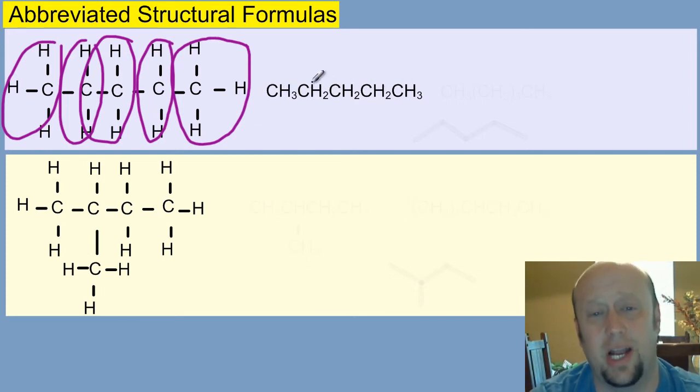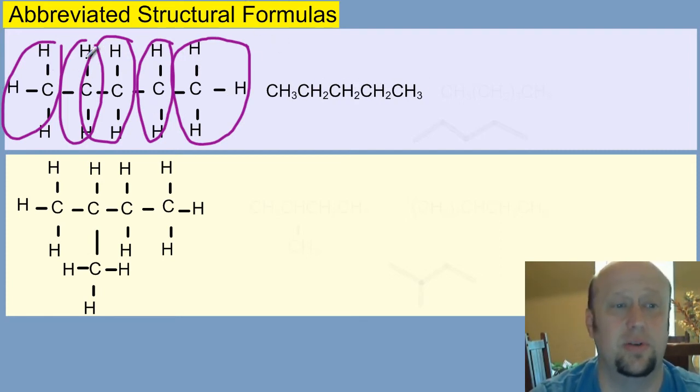In other words, I could write it out without actually having to go in and draw all of the bond lines. And this would be an equally valid way to write that unless you were asked to draw it all out as a regular structural formula. If you're asked for an abbreviated one, you could do something like this. We do the same thing down here.